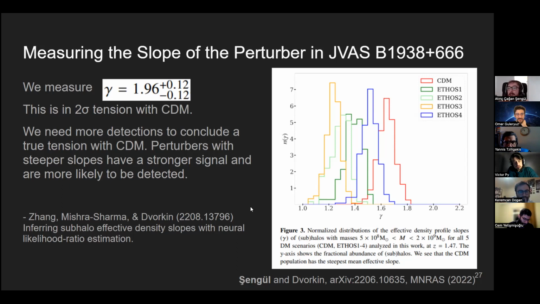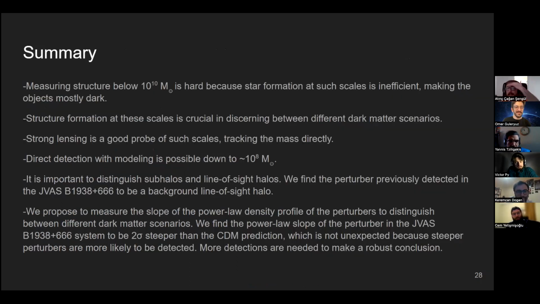The more and more structures that we detect this way and measure the power law slope using this method, the more we're able to tell whether dark matter has self-interactions or some other exotic behavior that deviates from the main cold dark matter scenario. And that's the end of my talk.